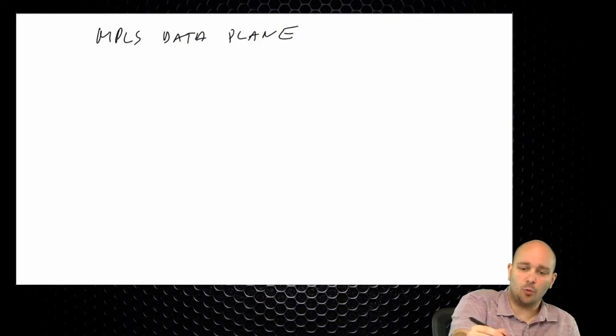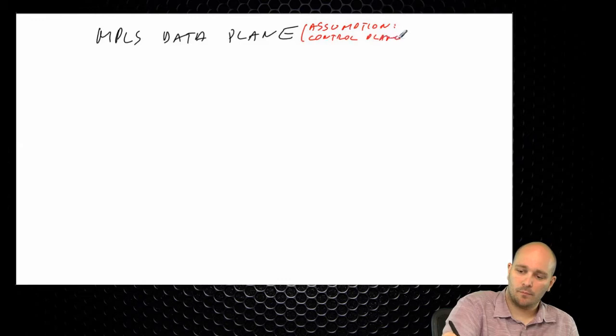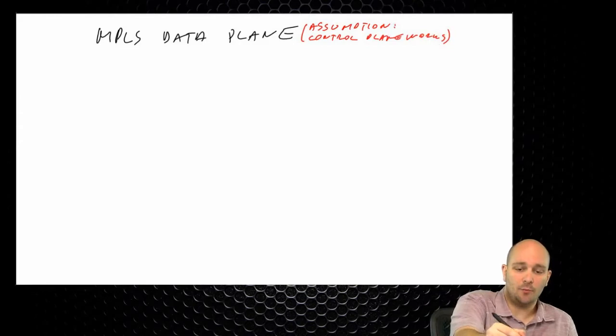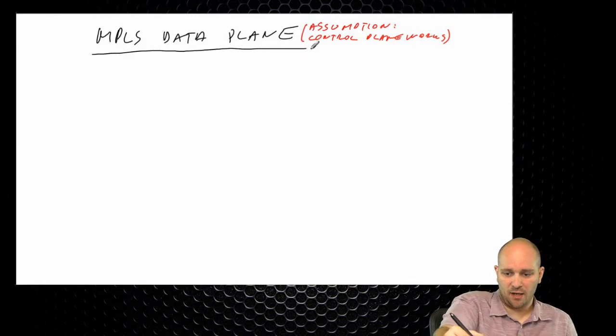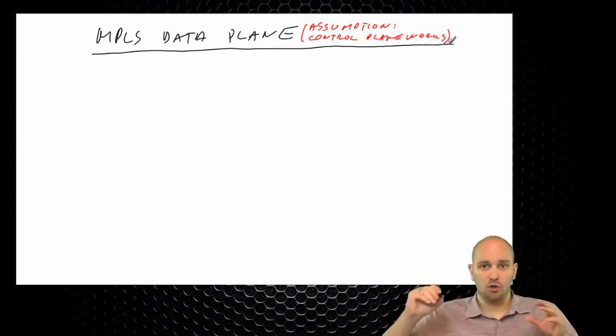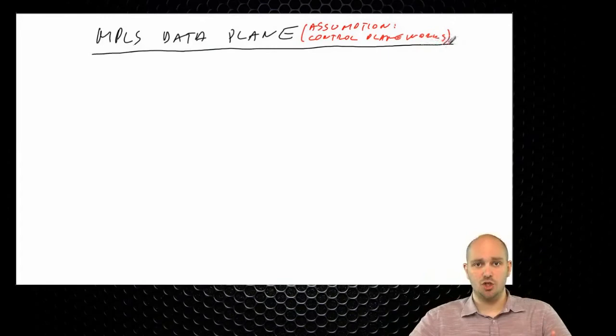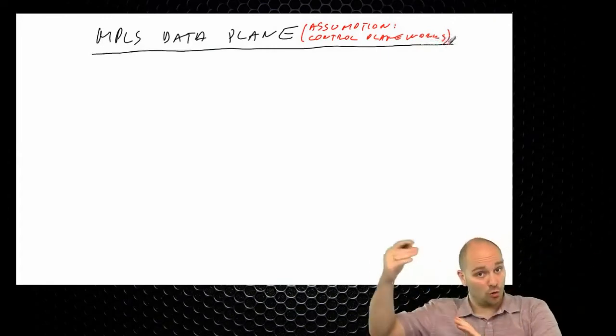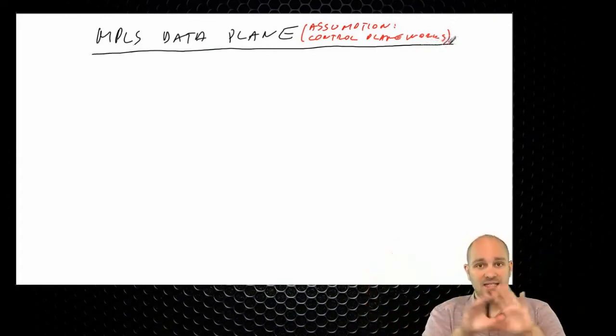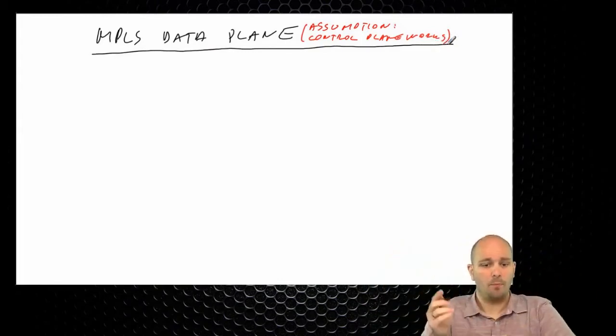And I'm going to work under the assumption here that the control plane works. So this is the assumption here. So I'm going to explain this with a thought that, okay, the control plane exists, the control plane did its job, whatever its job might be. I'm going to explain that in a moment, but this is how the data plane is going to operate when the control plane actually operates properly.